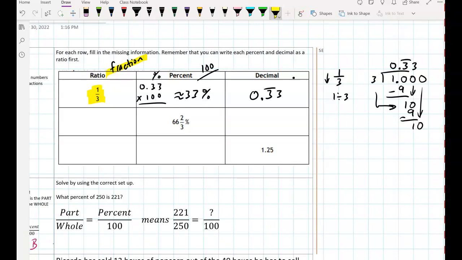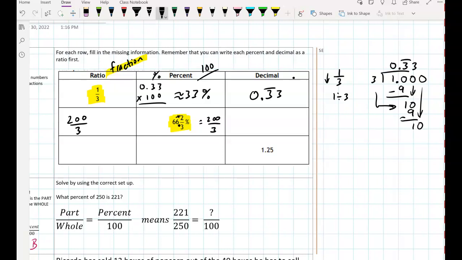Okay? The next item here is, it's a percent, and it's 66 2/3. That's a mixed number. Now, you and I have talked about how hard it is to work with mixed numbers. Let's convert it to an improper fraction first. So that means we would multiply 66 times 3, and we would add 2. So 66 times 3 is 198, plus 2 is 200 thirds. So here it is, 200 thirds. And there's our ratio. Okay?